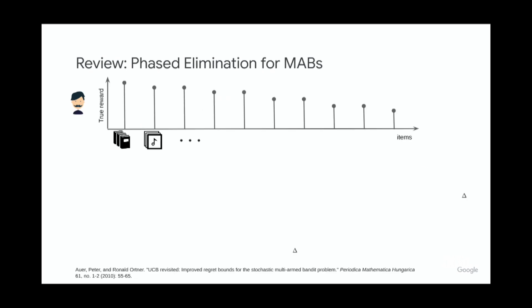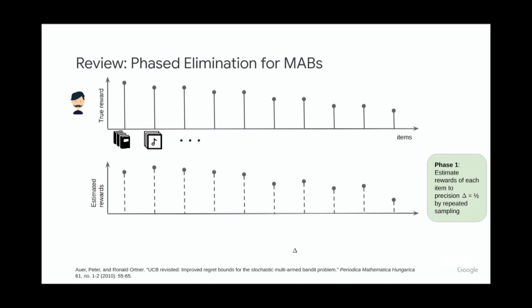Okay, so let me explain what phased elimination is. Let's assume there are some n number of arms. This plot is just showing the true reward of every arm, which is unknown to us. As the name suggests, phased elimination goes in phases. In the first phase, all the arms are active, and you simply try to pull each arm multiple times until you get a rough estimate of the rewards of each of the arms. To be even more precise, you want to get a delta-accurate estimate of each of the arms' rewards.